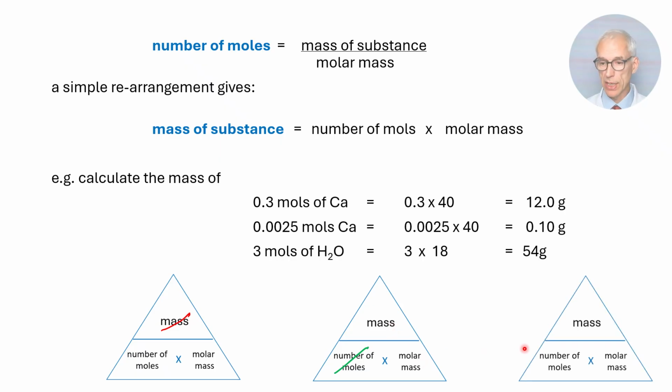If we want to work out the molar mass, then we have mass divided by number of moles. So mass divided by numbers of moles will give you molar mass. Mass divided by molar mass will give you numbers of moles, and numbers of moles times molar mass will give you the mass.